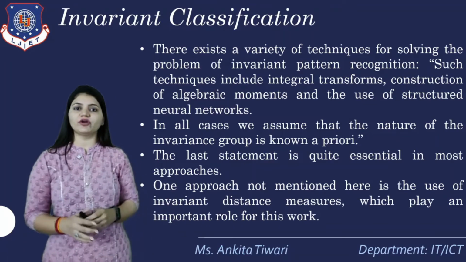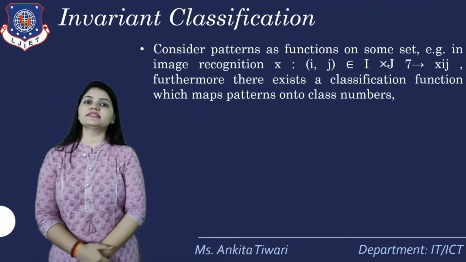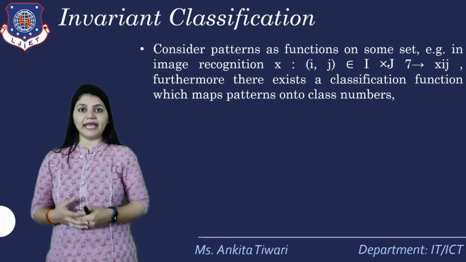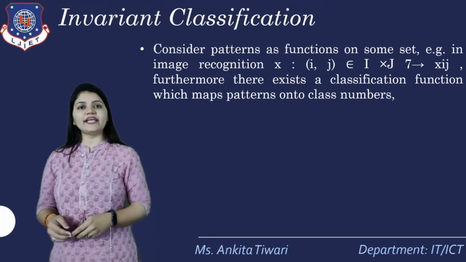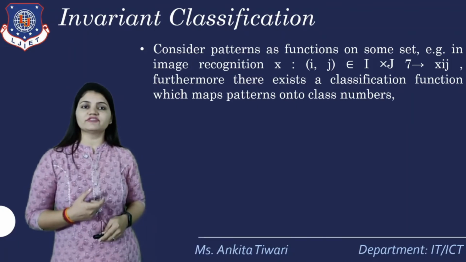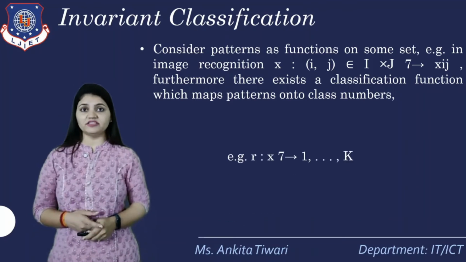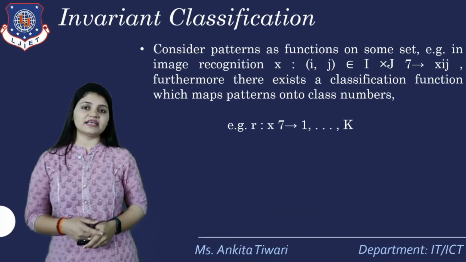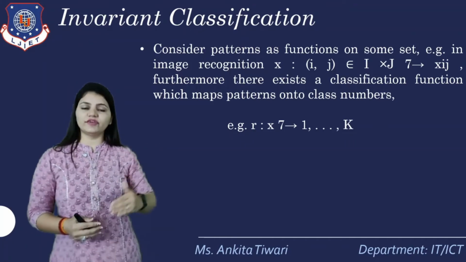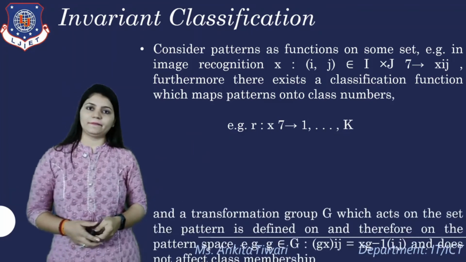Now we have to understand what our approach will be with respect to invariant classification. Here we consider patterns as functions on some set, for example, image recognition is defined by x of (i, j), which belongs to I cross J, giving the value x of ij. Furthermore, there exists a classification function which maps patterns onto class numbers, for example r of x, taking values from 1 up to K.